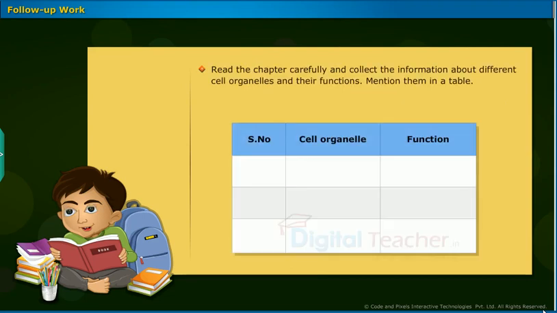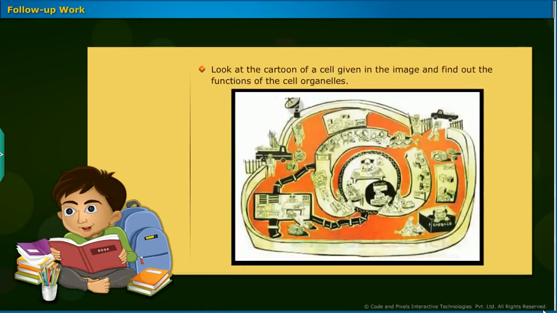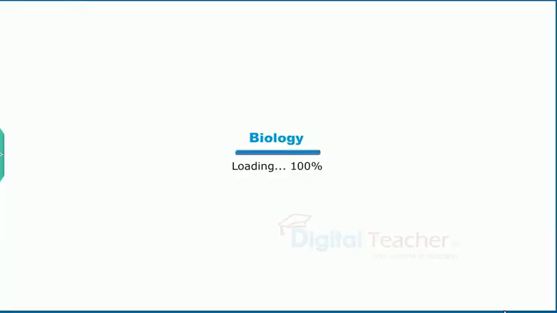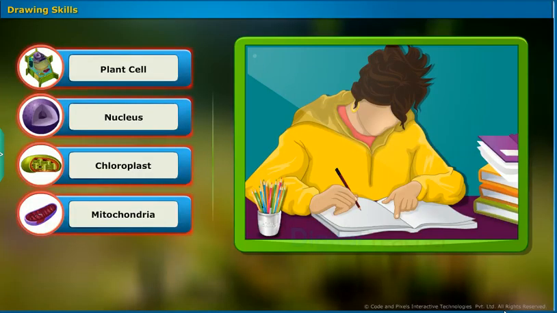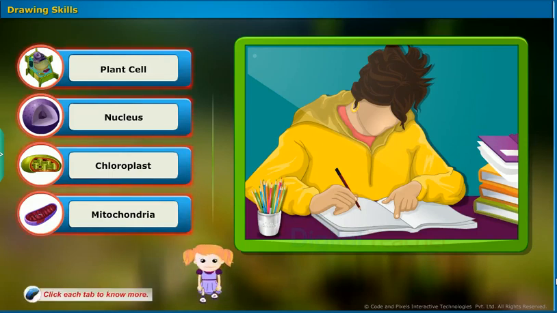Read the chapter carefully and collect the information about different cell organelles and their functions. Mention them in a table. Look at the cartoon of a cell given in the image and find out the functions of these cell organelles. Drawing skills. This section helps you to sketch images in a step-by-step manner. Click each tab to know more.